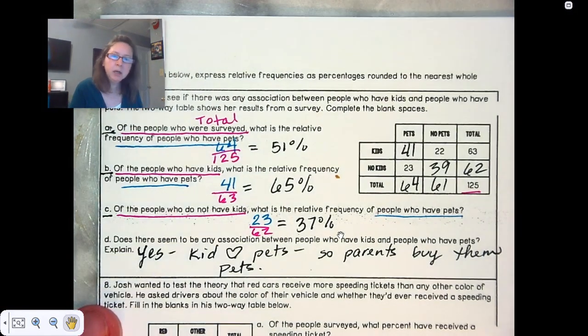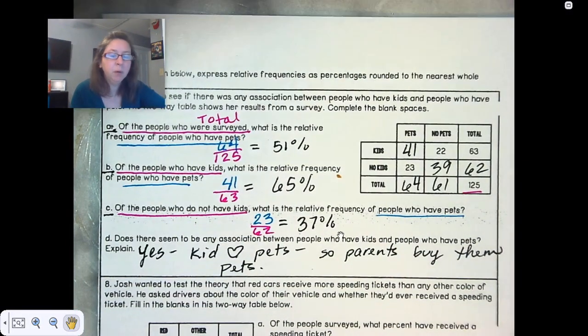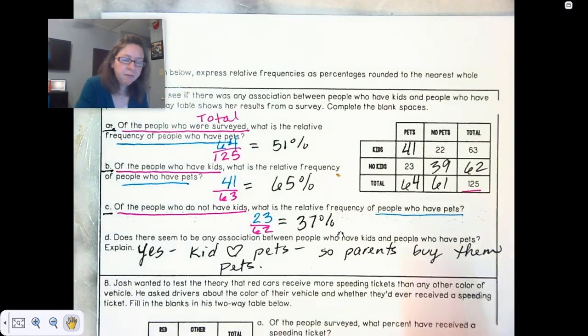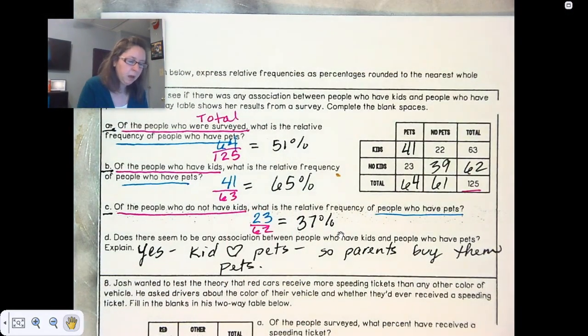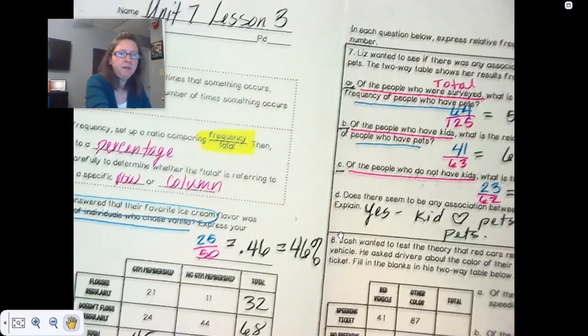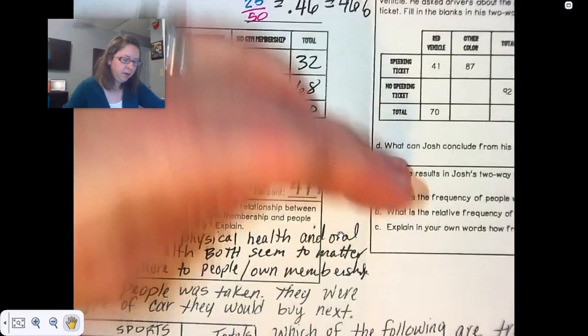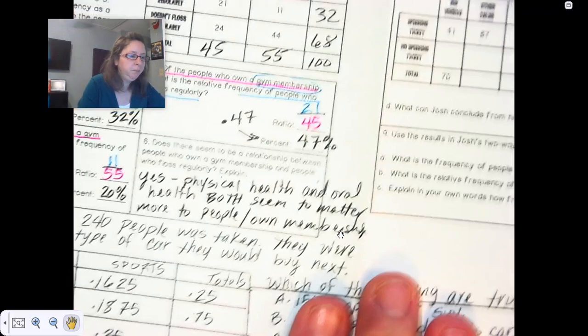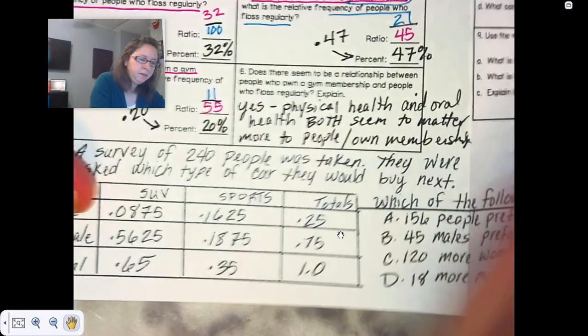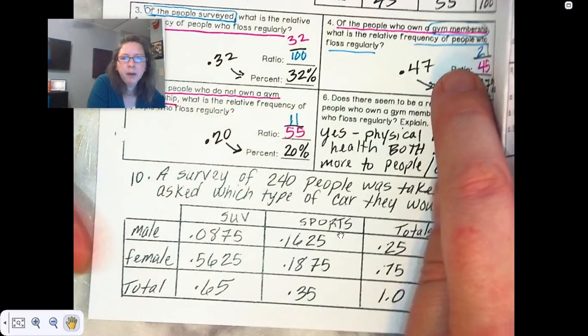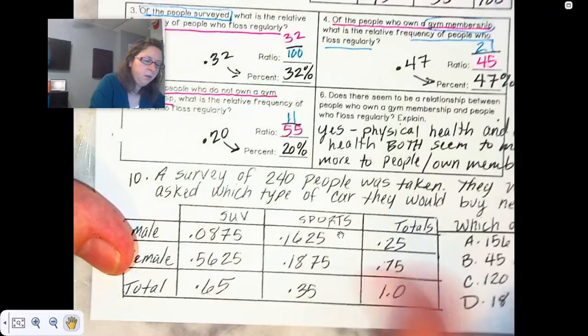Now I feel like we're pretty comfortable with taking a frequency table and finding relative frequency. I want us to start with a relative frequency table. So I filled this example in at the bottom of our paper. And let me just give myself some room here. Move some stuff out of the way.